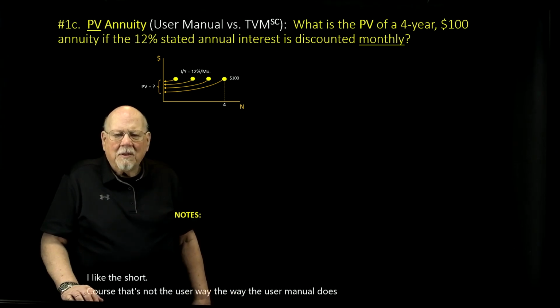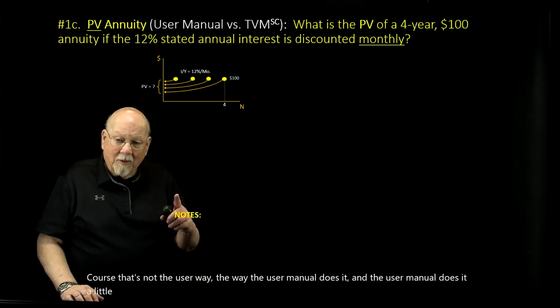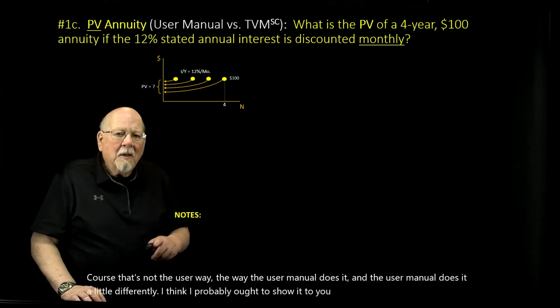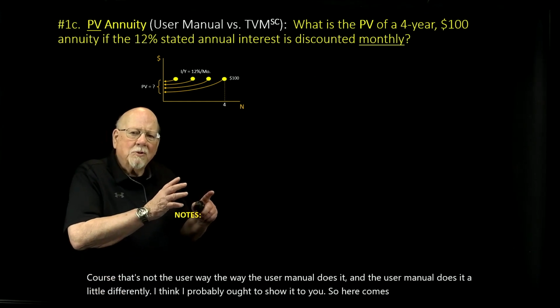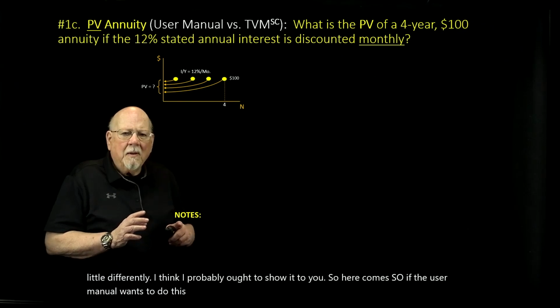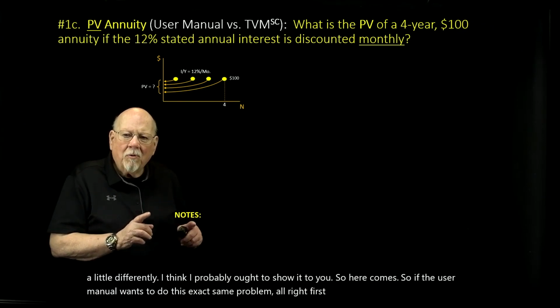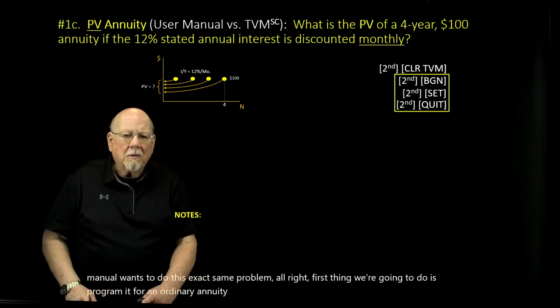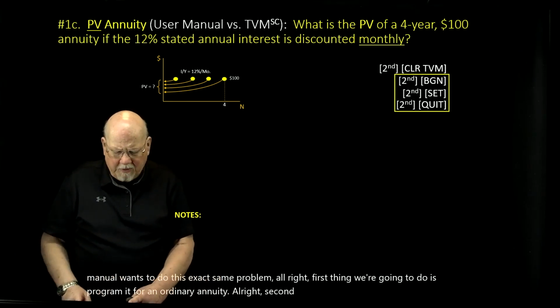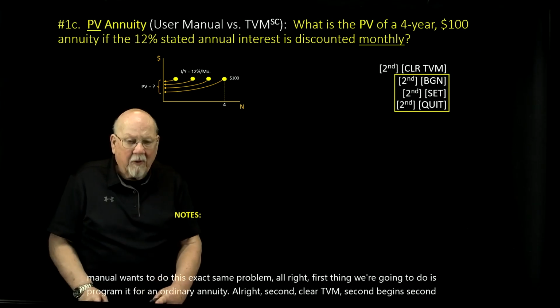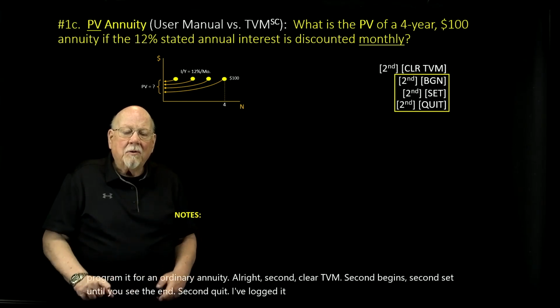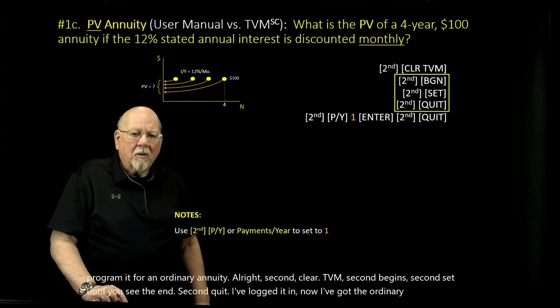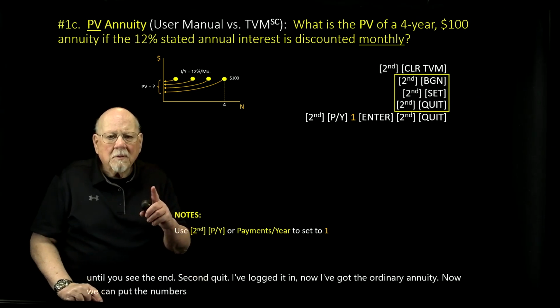I like the shortcut. Of course, that's not the way the user manual does it. The user manual does it a little differently, and I think I probably ought to show it to you. So here it comes. If the user manual wants to do this exact same problem, first thing we're going to do is program it for an ordinary annuity. Second clear TVM, second BGN, second set until I see the END, second quit, I've locked it in. Now I've got the ordinary annuity. Now we can put the numbers in, but careful here.